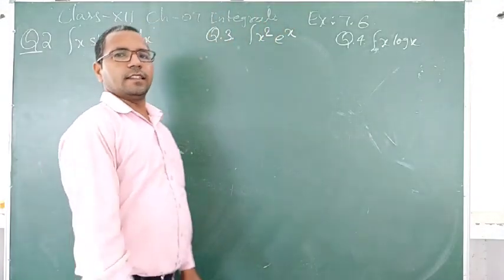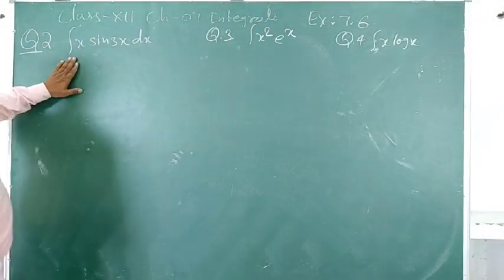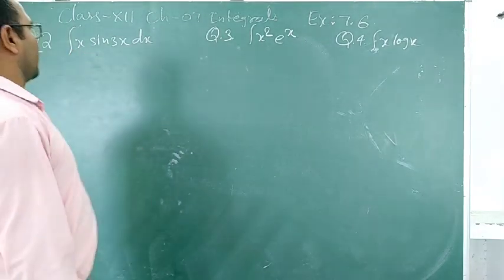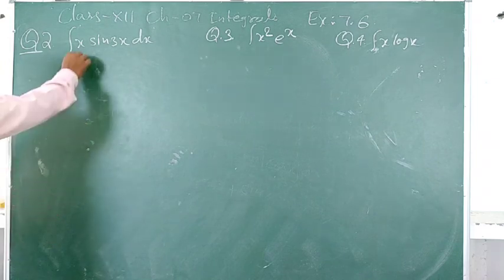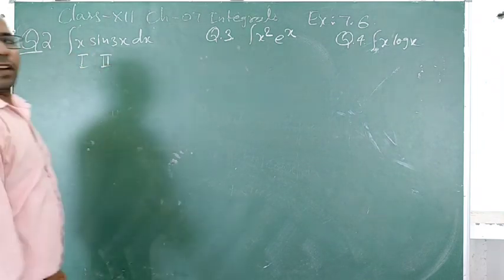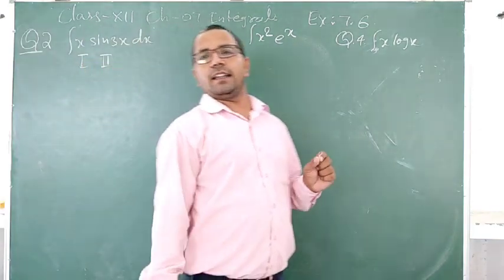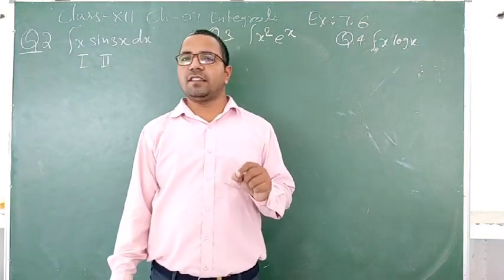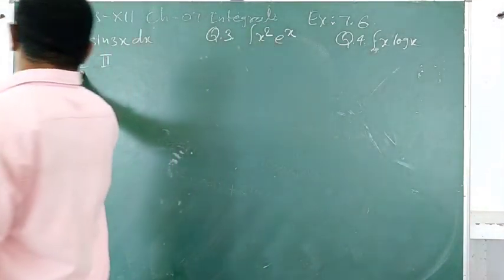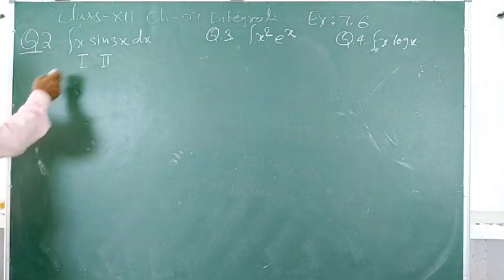So now students, let's see here question number second. x sin 3x dx is given here. So which one will be the first function? This one is the first function, this one is the second function. So you can recall in your mind ILATE, that means algebraic comes first and trigonometric second. So that's why this one is the first function and this one is the second function.